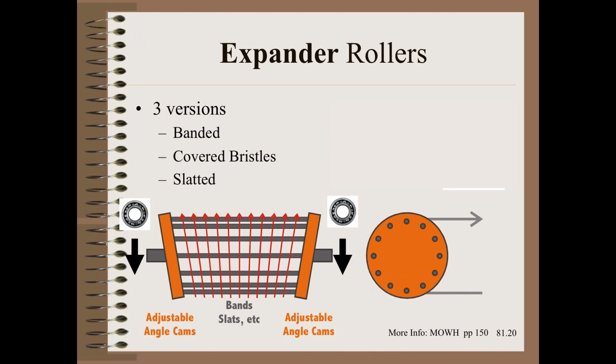There are at least 3 design variations of the expander rollers. Here we show the most common, that is a set of elastic cords spanning between 2 cammed end plates. These cords are supported at several intermediate points or continuously. As the roller rotates, the cords stretch and thus drag against the supports.